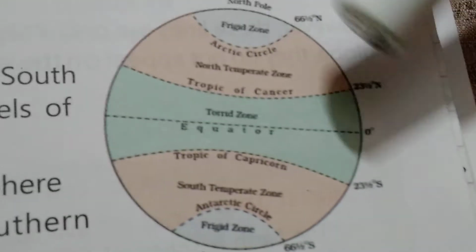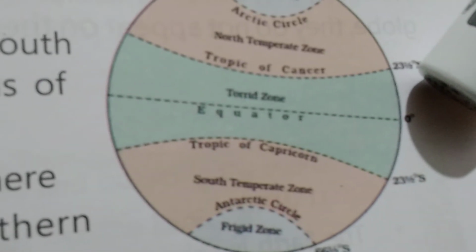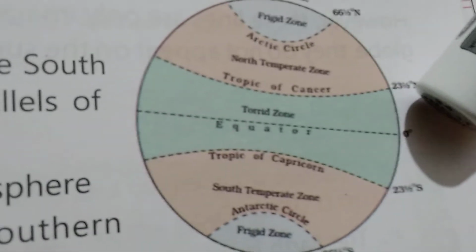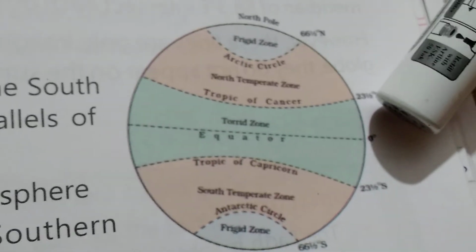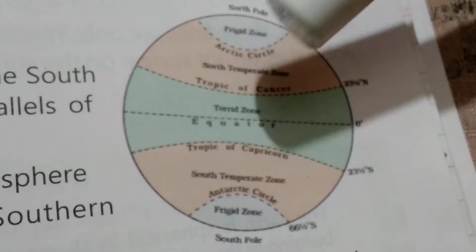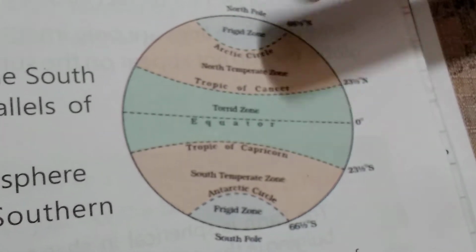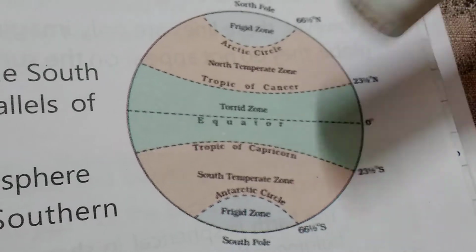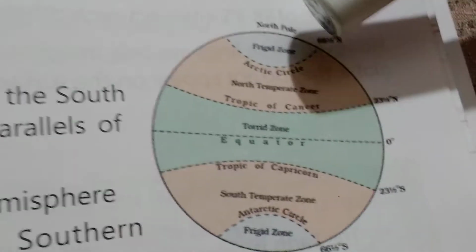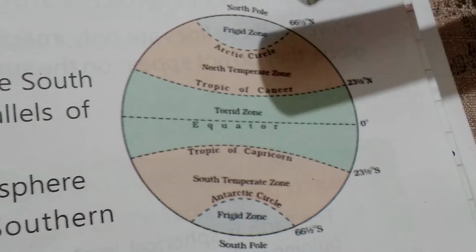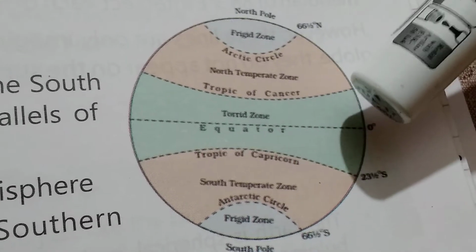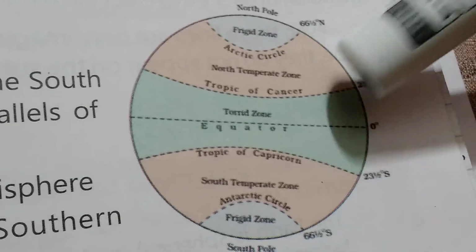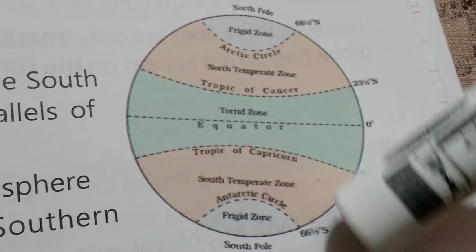Here you can see this picture. Equator is the 0 degree latitude. The size of the lines keeps decreasing as we go from the equator towards the poles. The size of the line is decreasing as we go from the equator to the north and as we go from the equator to the south. The lines become smaller.